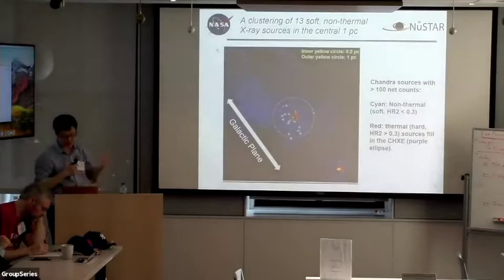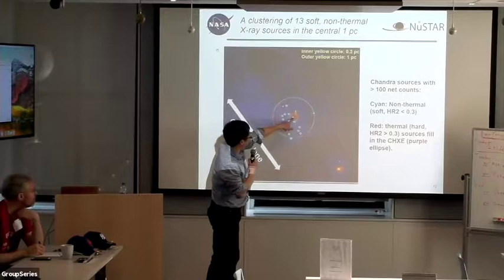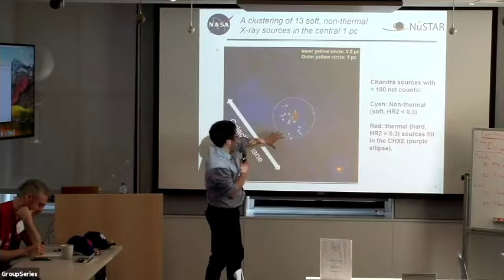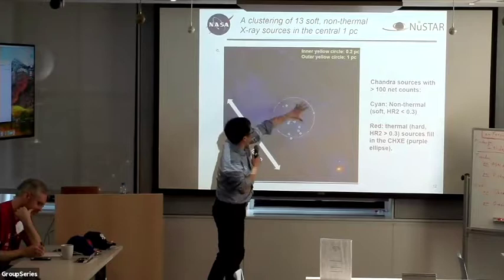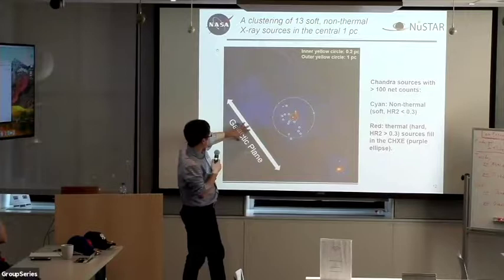If you put together the soft non-thermal sources in blue, they are distributed like this around Sagittarius A*. Sagittarius A* is here, inside a 1 parsec radius circle. The hard sources, which are magnetic CVs, are spread out like red points all over the place. This non-thermal source distribution is mostly aligned with the galactic plane. I'm going to come back to this later on.